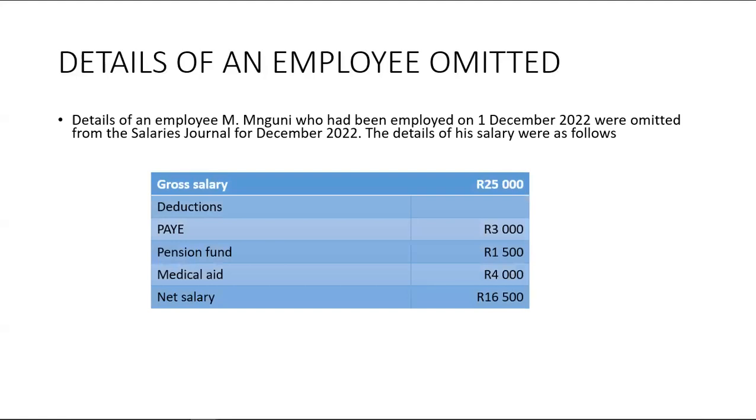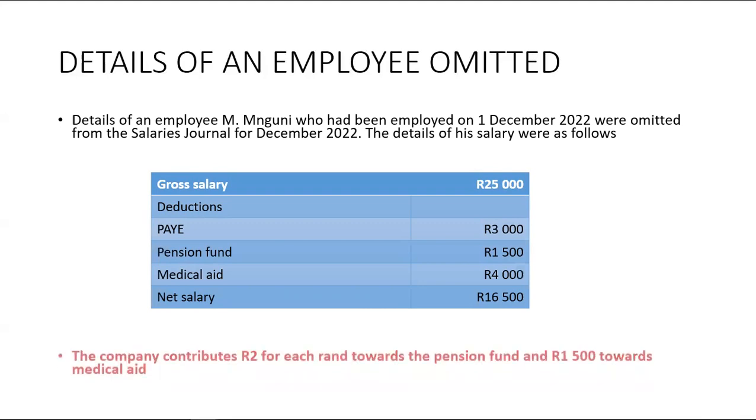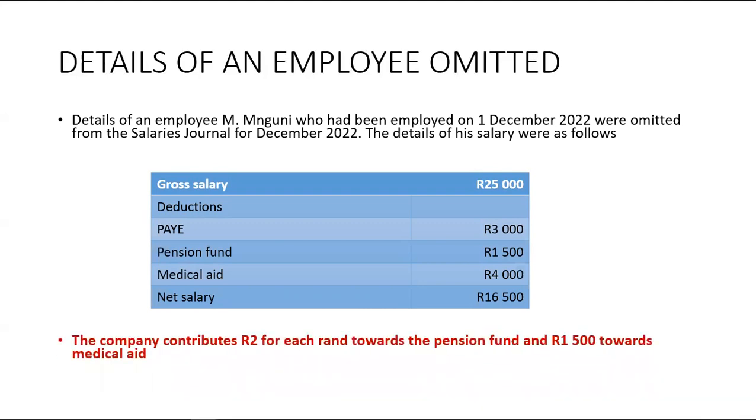So this person's, M. Nguni's, gross salary will be 25,000, and from that salary, we're going to deduct pay as you earn, we're going to deduct pension fund, we're also going to deduct medical aid. So meaning that that SMS notification that comes at night will be an amount of 6,500 that will be paid to M. Nguni. The company contributes 2 Rand for each Rand towards the pension fund and 1,500 towards medical aid.